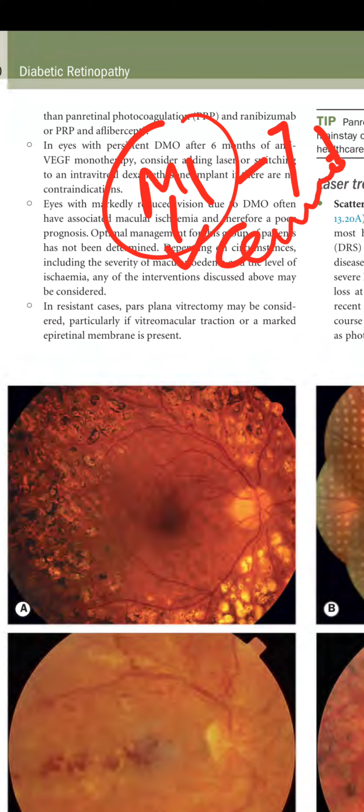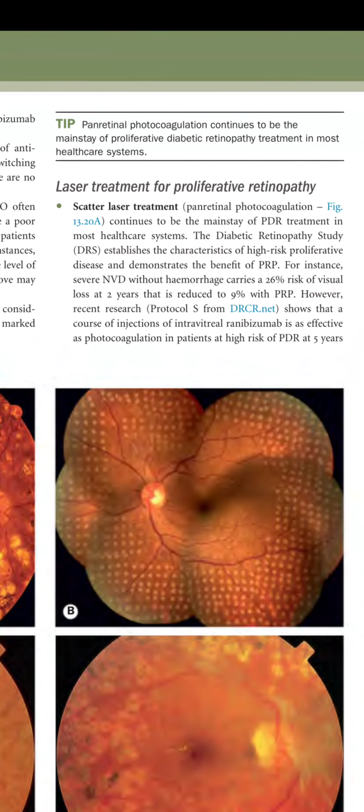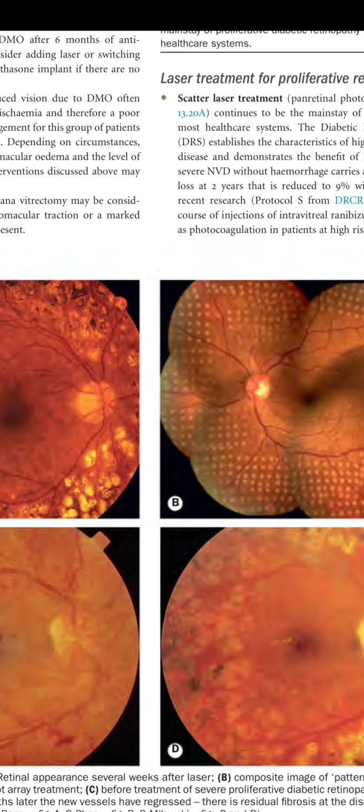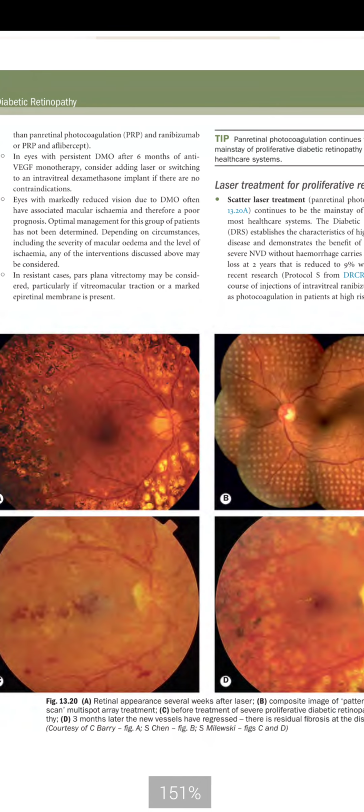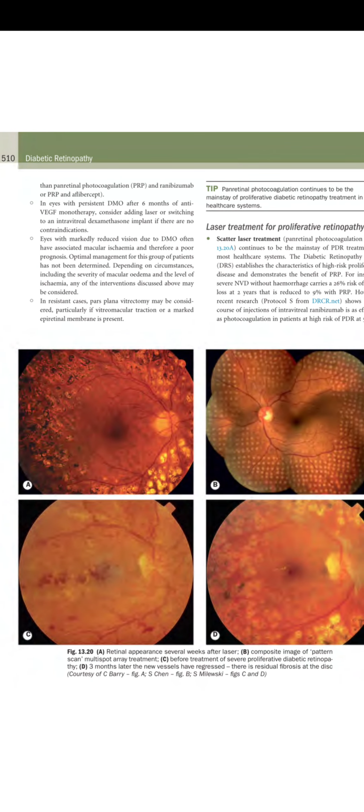In these resistant cases, pars plana vitrectomy may be considered, particularly if a vitreomacular traction or a marked epiretinal membrane is present. Tip: pan-retinal photocoagulation continues to be the mainstay of proliferative diabetic retinopathy treatment in most healthcare systems. So this is a retinal appearance several weeks after laser.